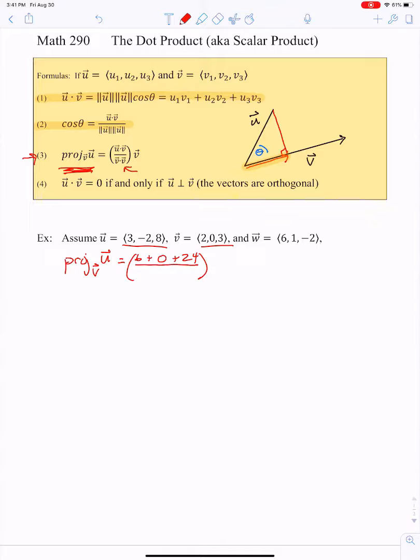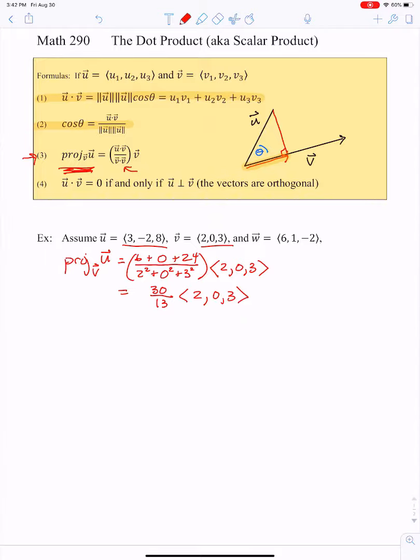divided by, and then we have to do v dot v. Now v dot v is really the same as the sum of the squares of the components of v. Okay, so it's going to be 2 times 2, which is 2 squared, plus 0 times 0, which is 0 squared, plus 3 times 3, which is 3 squared. Then we're going to multiply that constant times the original vector v, which was the vector 2, 0, 3. So we just have a fraction of the original vector, right? We've got 30 divided by 4 plus 9, which is 13, times the original vector 2, 0, 3.